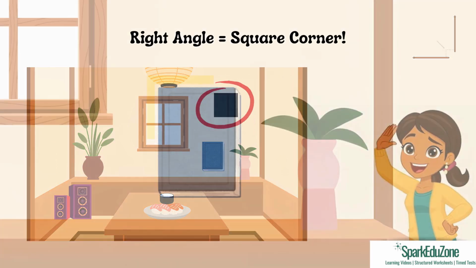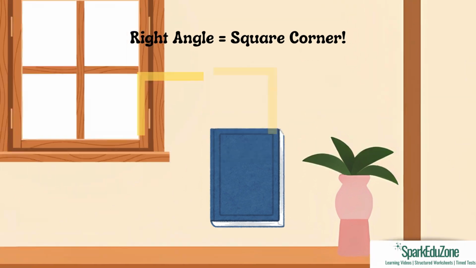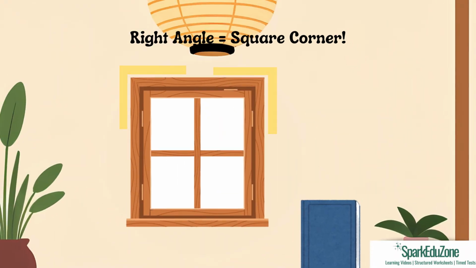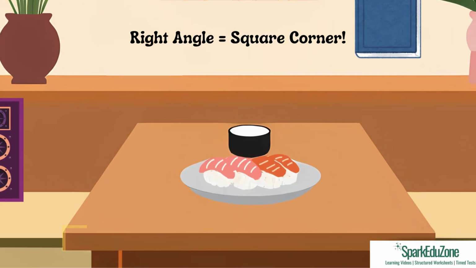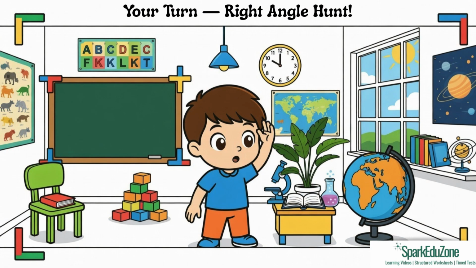Right angles are everywhere. The corner of your book? Right angle. The edge of a window, right angle. Your desk, the whiteboard, right angles all around. Look around your room right now. How many right angles can you spot?